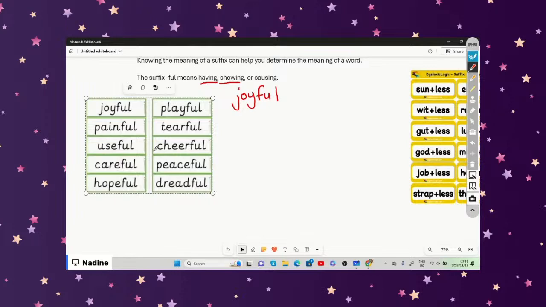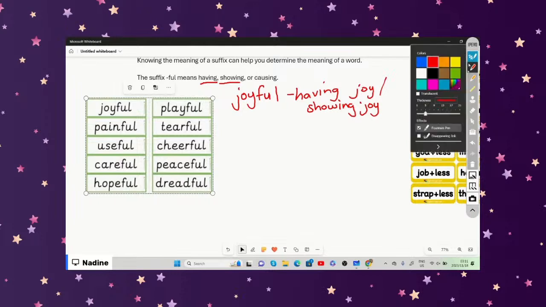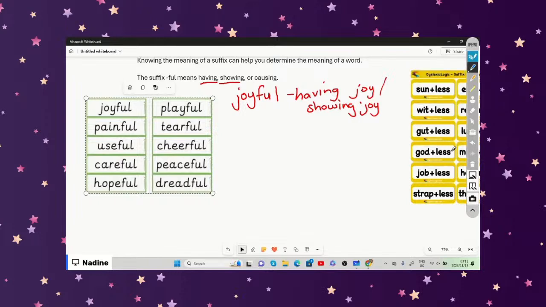So in this case, like we said, joyful is either having joy, having lots of joy, or it can mean showing that you are being joyful, right? Showing the joy. But now let us go to the next word. Remember, we said full means either having or showing or causing. Now look at the word painful.